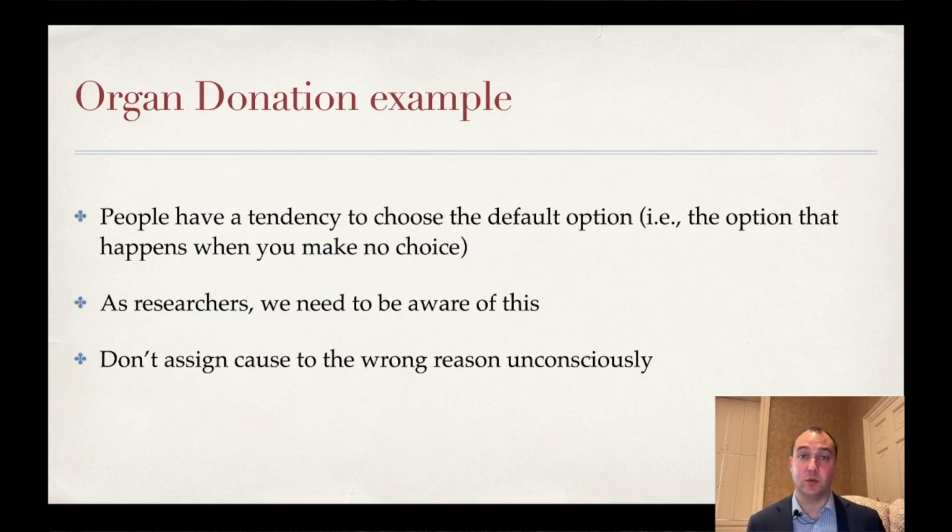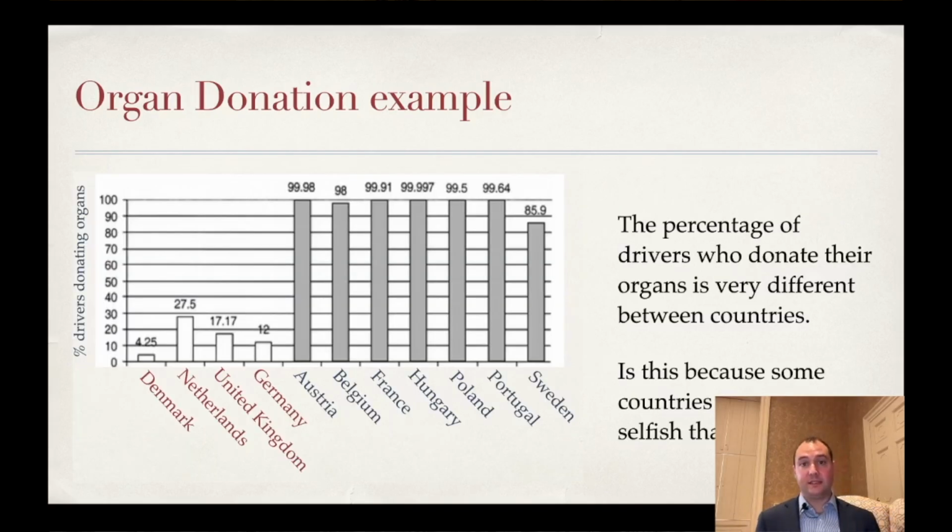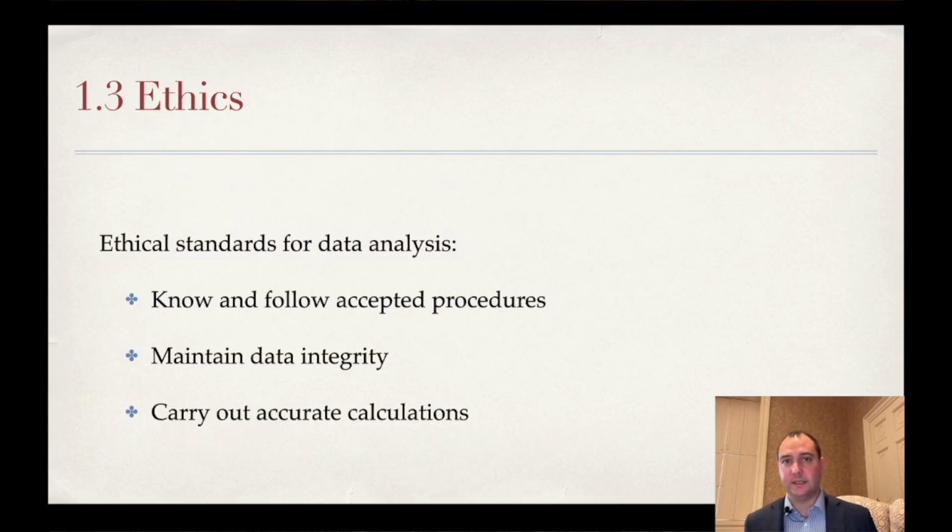As researchers or statisticians, we need to be aware of this. Don't assign cause to the wrong reason. If we analyze that statistically, we might see that in some countries, the rate of organ donation is much higher than others. So statistics is a tool that might tell us that, but it doesn't tell us why that is the case. Are ethics important for statistics? Statistics is just a tool, right? But as we mentioned earlier, statistics is not just a science, it's also an art too.